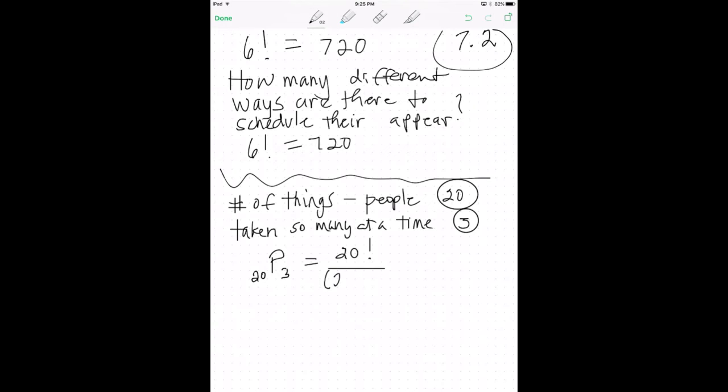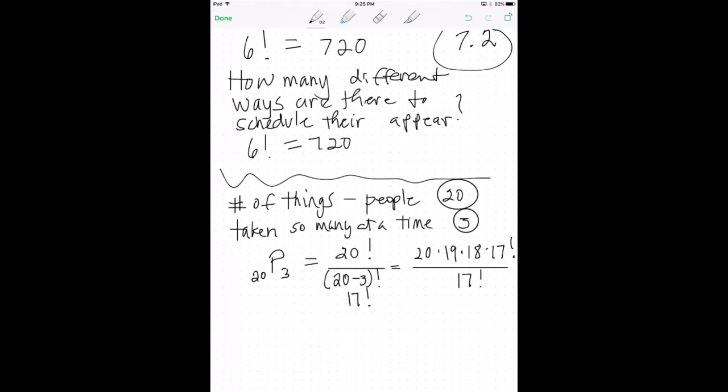And then at the bottom, you take the difference between them. Okay, so 20 taken 3 at a time. If I wrote this out expanded, I've got 20 factorial, which means 20 times 19 times 18 times 17 times 16 times 15 times 14, and so on. I know 20 minus 3 is 17, so my denominator is 17 factorial. So I break the numerator down into 20 times 19 times 18 times 17 factorial. I stopped right there because my denominator is 17 factorial.